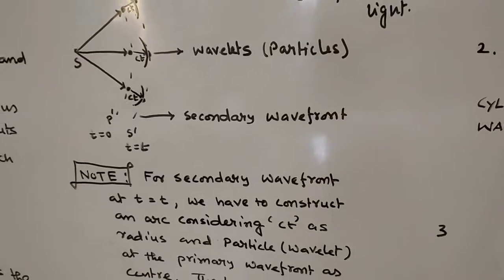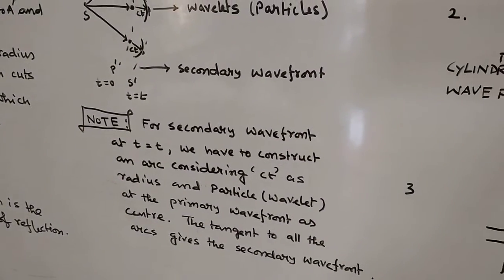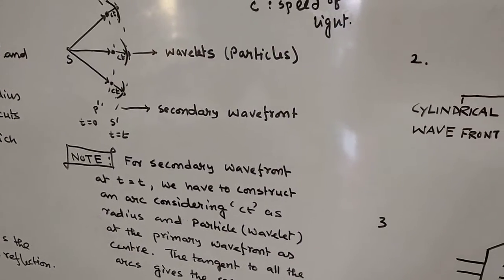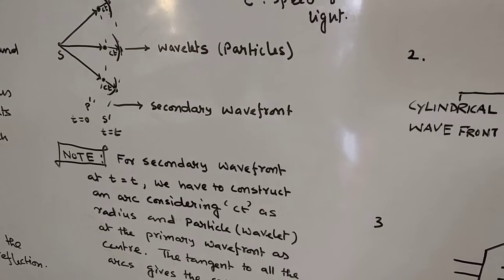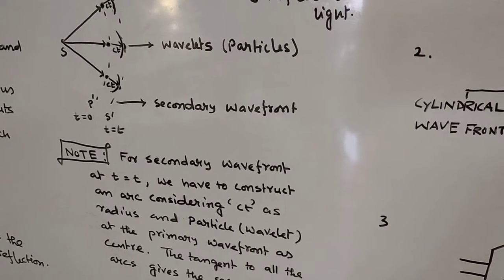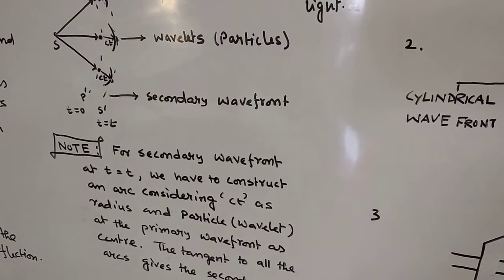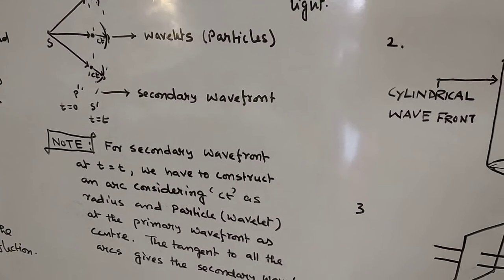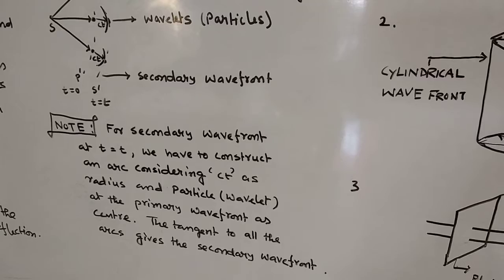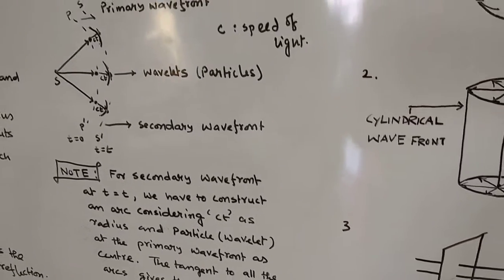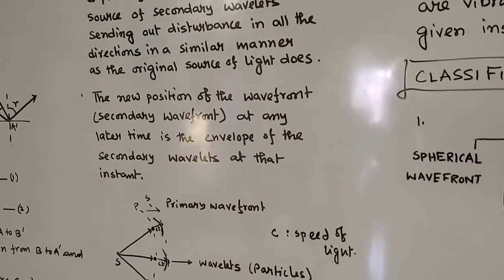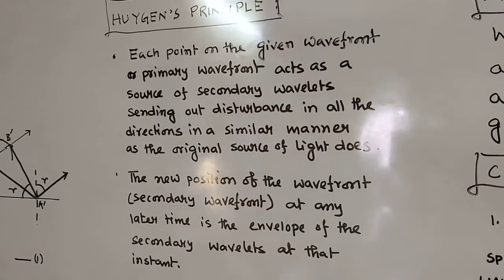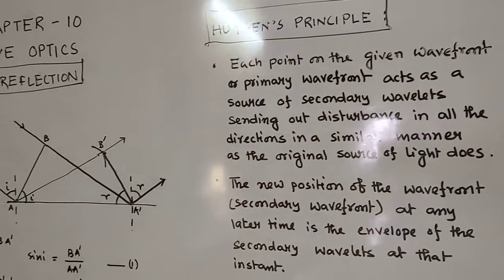So here we have written what I have said just now. For the secondary wavefront at t equal to t, we have to construct an arc considering ct as radius and the particle or wavelet at the primary wavefront as center. The tangent to all the arcs gives the secondary wavefront. I think you have understood. It's very simple, and once you understand, it's very clear. It's very interesting once it is clear.